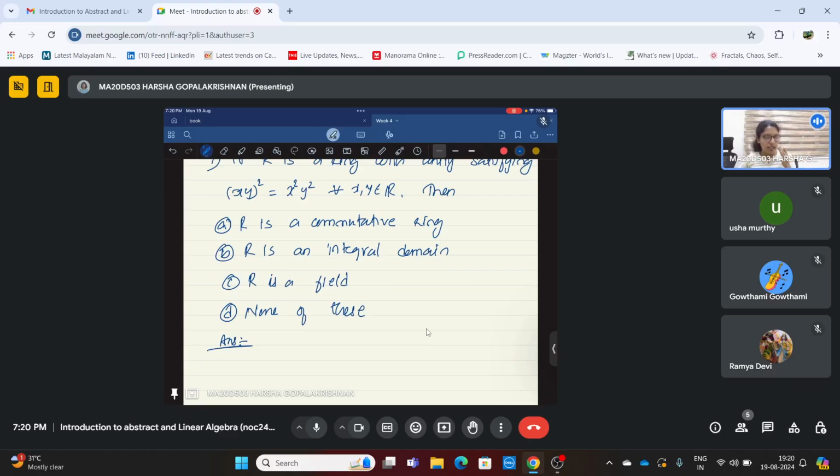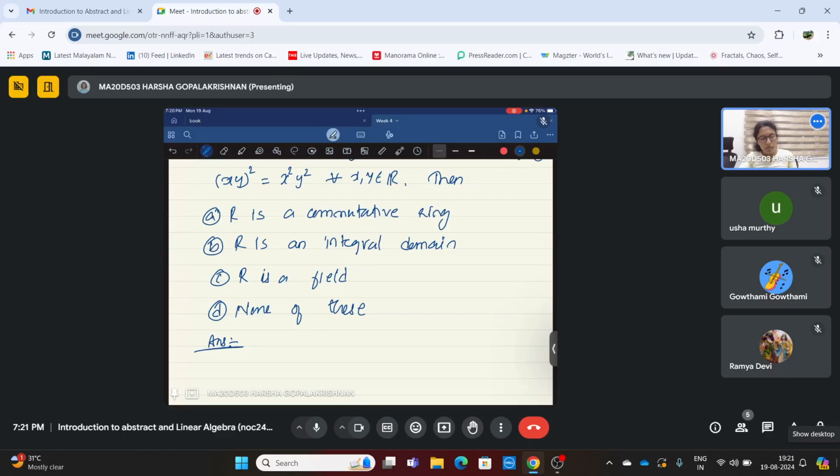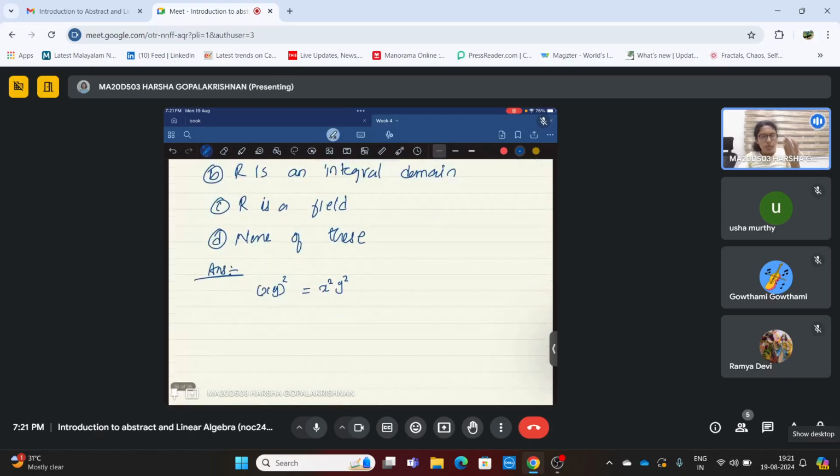What is (xy) square? Just expand it. And what is x square y square? Expand that also. Do some suitable calculation and then you will obtain xy equal to yx. Given (xy) square equal to x square y square, what is (xy) square? Multiplying xy 2 times, right?